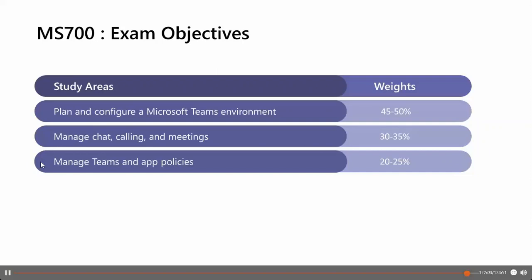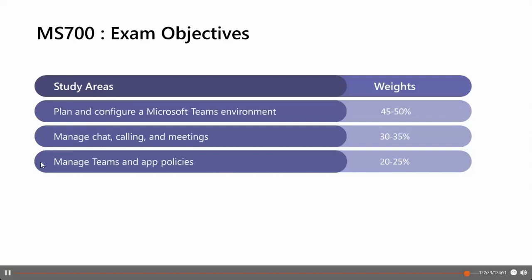The second section is the management of chat, calling, and meeting options, and this takes 30 to 35%. What you need to know there is the management of chat and collaboration experiences, the management of meeting experiences, the phone number management, and the phone system management.